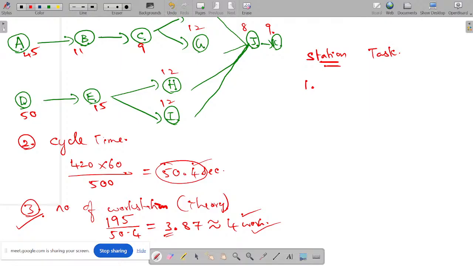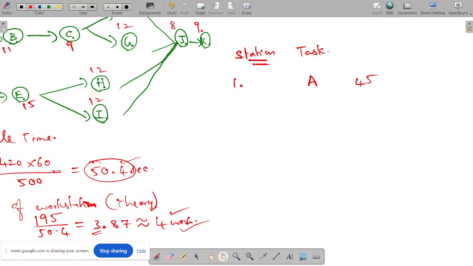Which task do I have to carry? Task A. Okay. So task A is over. So what is the time needed here? 45. What's the idle time I have? Totally it is 50.4 seconds. It is standing over there. So my idle time is 5.4. Okay. It's negative actually, 45 minus 50.4 is negative 5.4. But actually 5.4 is the idle time I'm going to name it, so I need not have that minus sign or brackets. So this is the idle time.